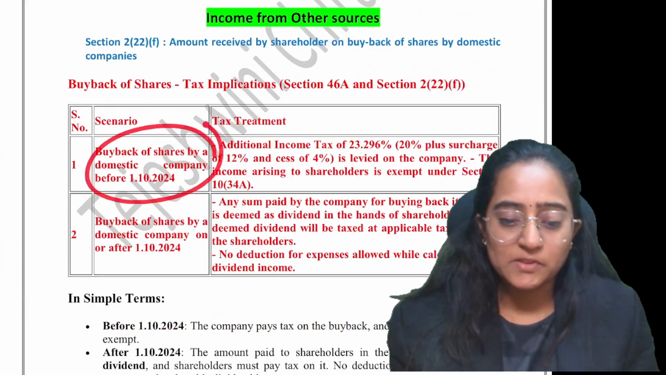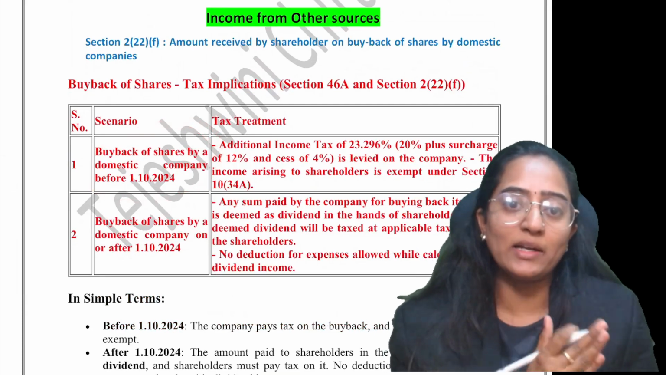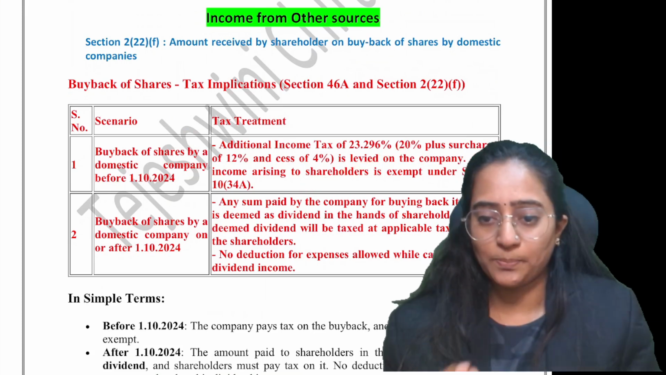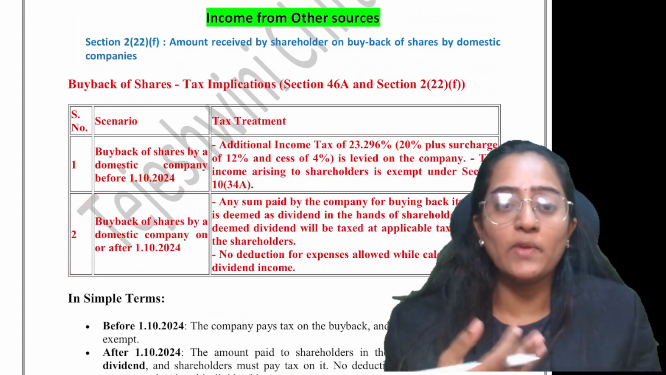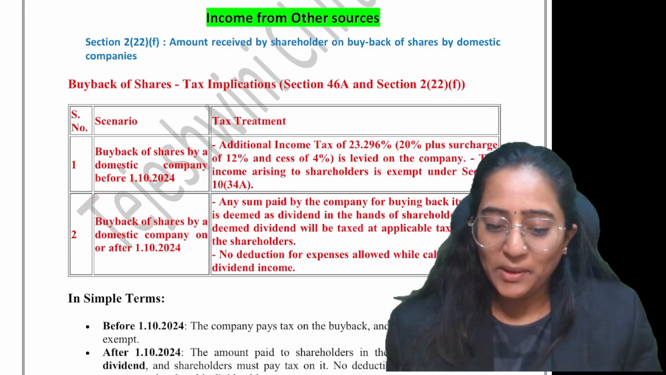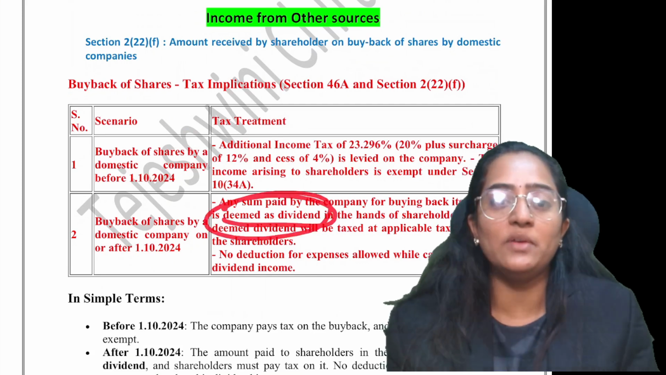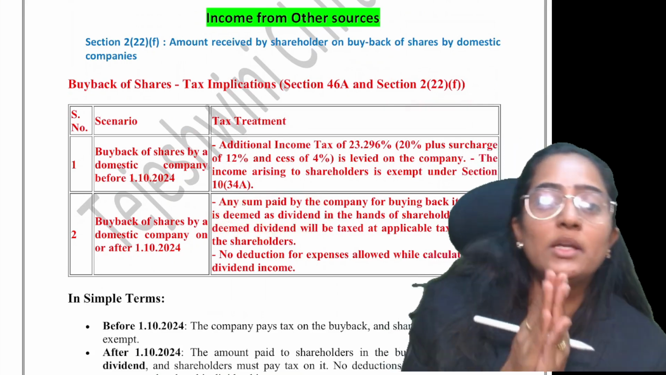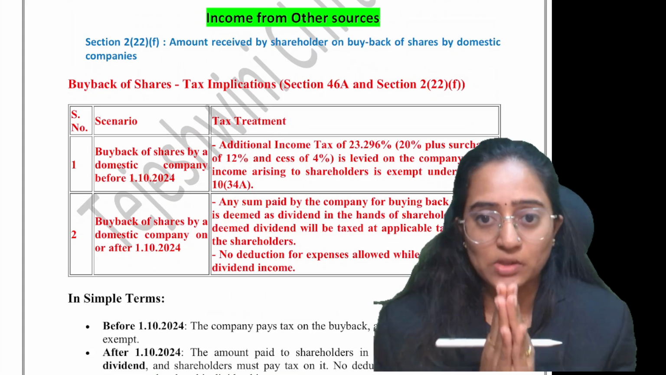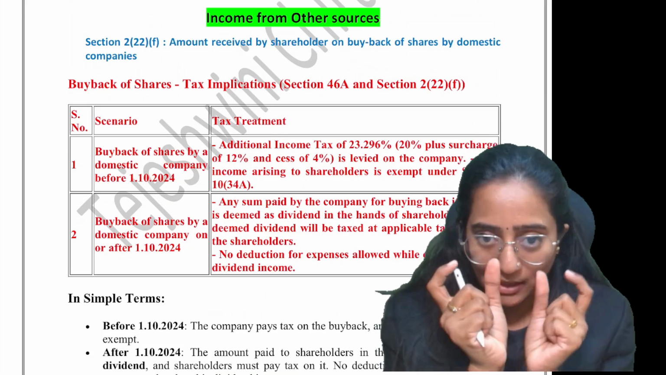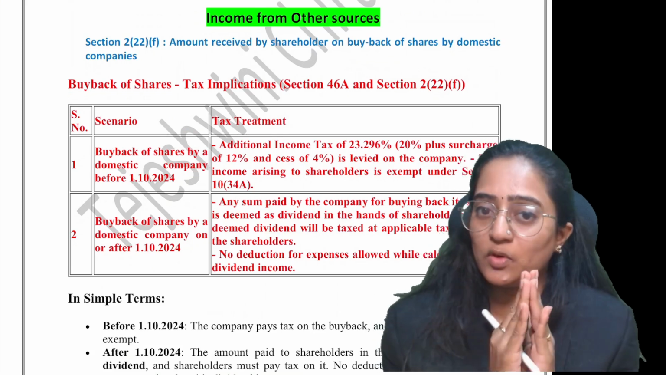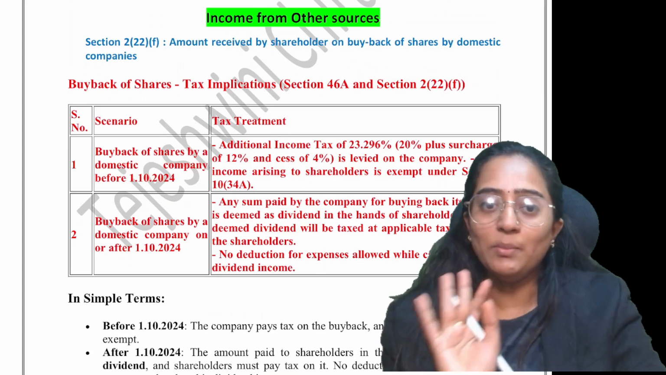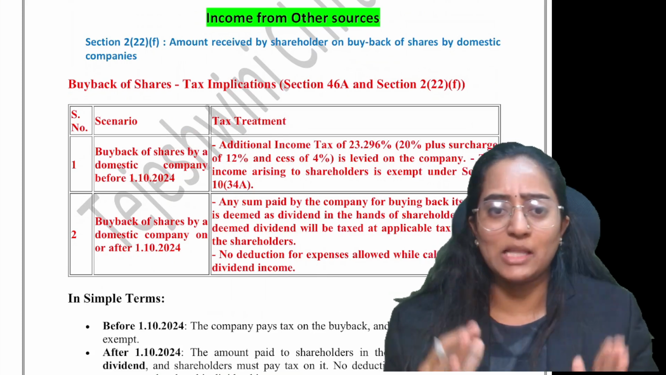Whatever buyback you have from a domestic company before 1/10/2024, you had no problem. You have just recorded it as buyback. But now if it is on or after 1/10/2024, you will be treating it as your deemed dividend under section 2 subsection 22 clause F. And there is no section 57 deduction applicable; the deductions which you got under section 57 will not be applicable. So deemed dividend you are going to call it under income from other sources and tax it as per your respective slab rate.